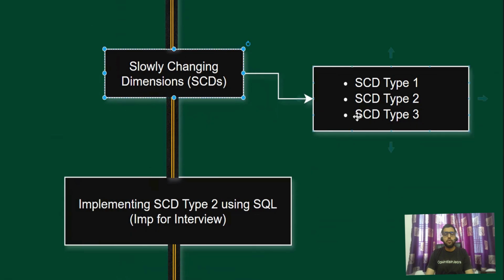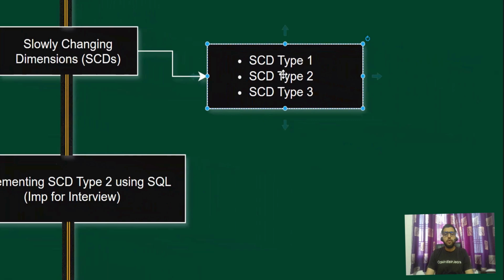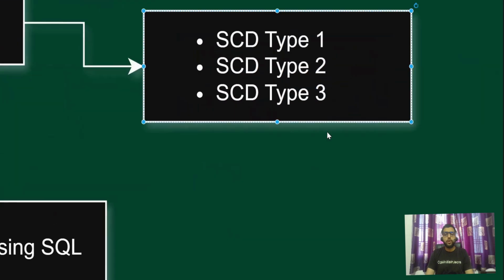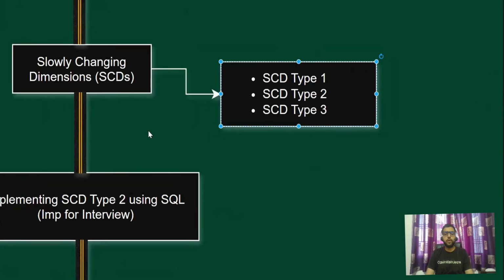We'll see what slowly changing dimensions are, which is again very important from the interview point of view. What are SCD type 1, type 2, and type 3, what is the difference, and when to use what. We will see each of them in detail.